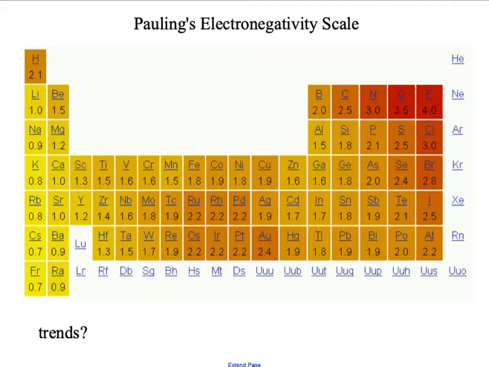Well, clearly fluorine is the most electronegative element in the upper right-hand corner, and francium and cesium are the least electronegative elements in the lower left-hand corner. So the trends clearly are that electronegativity increases as you go from left to right in the periodic table, and electronegativity also increases as you go from bottom to top on the periodic table.